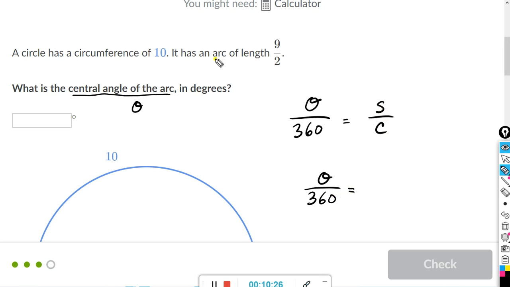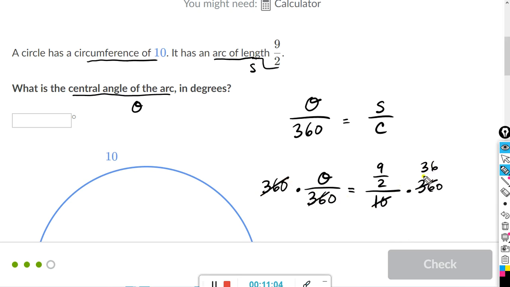S is the arc length. That's 9/2. So in place of S. And then C is the circumference. That's 10. Okay, solving for theta, multiply both sides by 360. On the left-hand side, it cancels. On the right-hand side, 360 divided by 10 is 36.